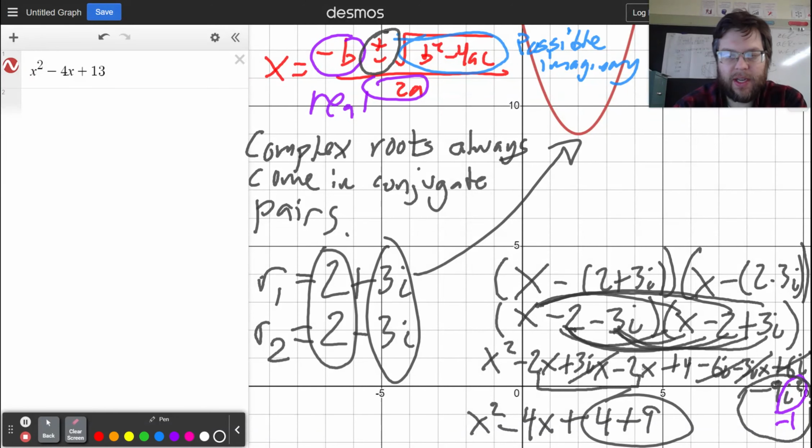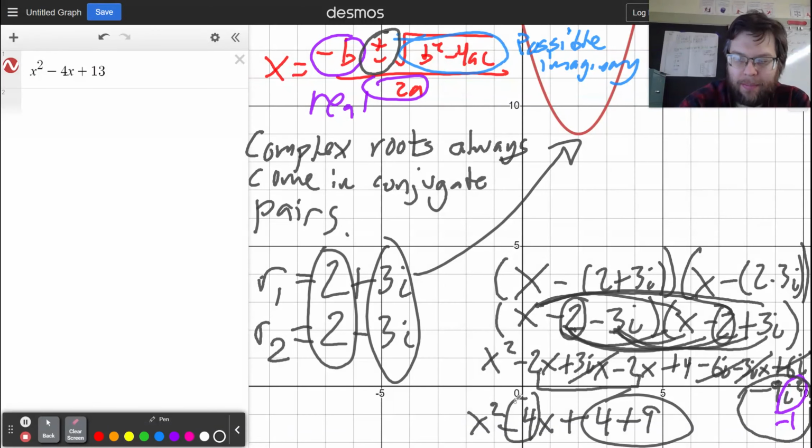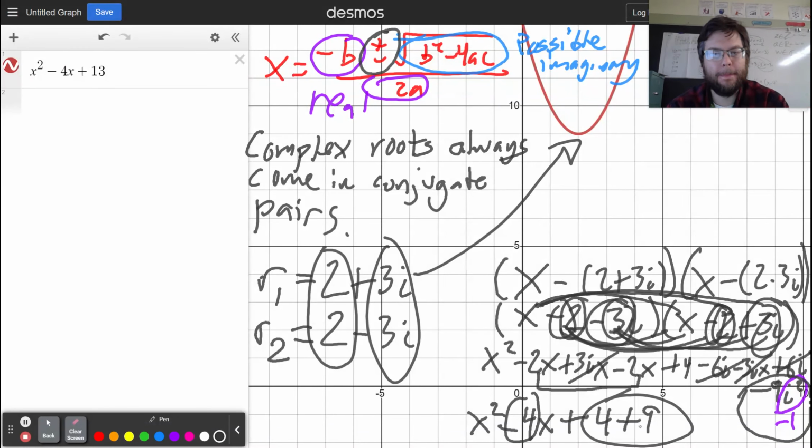So the shortcut is the 2 and 2 make the 4. They add up because the negative 3i and the positive 3i add up to make 0. And 2 squared makes 4. 3 squared makes 9. So I'll show one more example, just a little bit quicker.